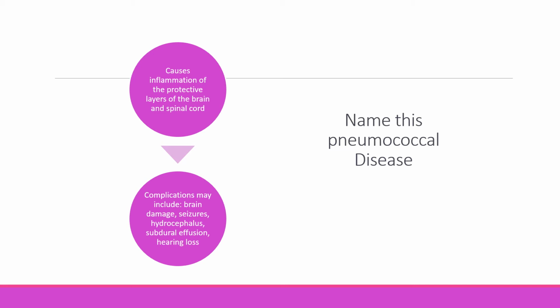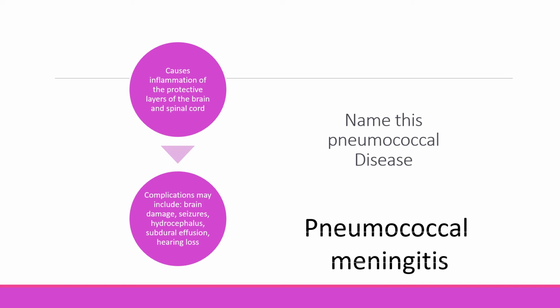Approximately 20% of patients die, and 25 to 50% will suffer severe central nervous system complications like brain damage, seizures, hydrocephalus, subdural effusion, and hearing loss. Name this disease. If you guessed pneumococcal meningitis, you would be correct.